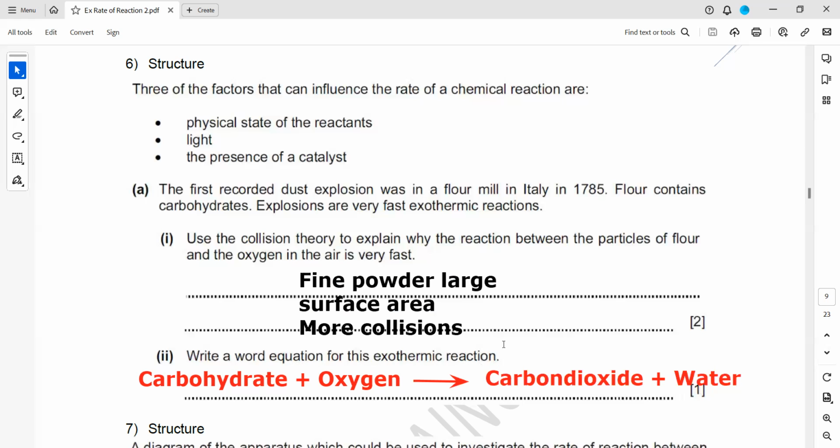They ask for a word equation. As you can see here in the question, it's a word equation. So in a word equation, we don't have to write the formula of any compound. We just have to write the name of the substance. Is it clear? Question 6. Anyone having a question or a doubt till this point?